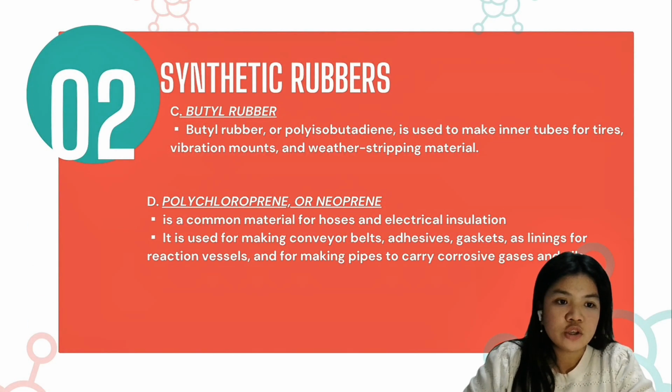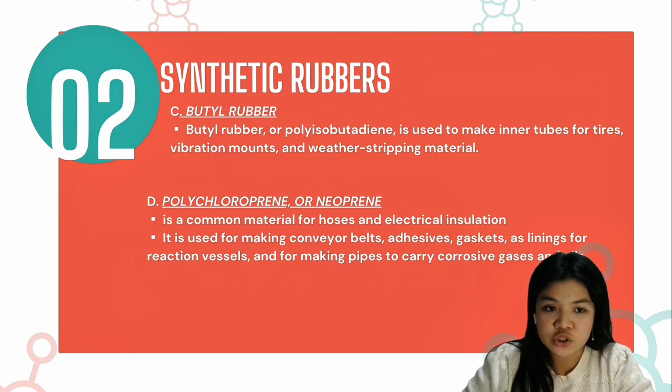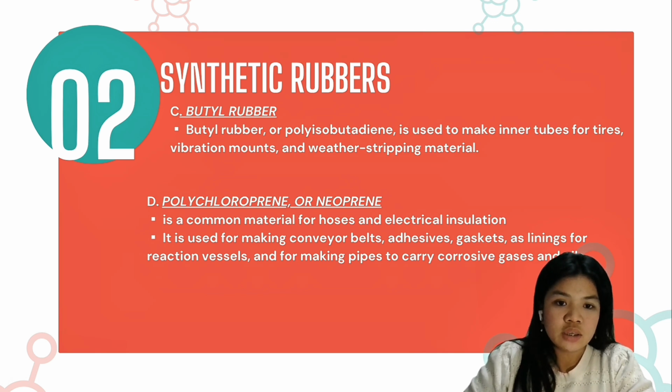Then, C. Butyl rubber. This one is highly impervious to gases. This makes it the best material for inner tubes because it can hold air pressure for a long period without leaking. Then, why is it used for vibration mounts? It has the ability to absorb energy, making it ideal for reducing mechanical noise and movement in vehicles and machinery.